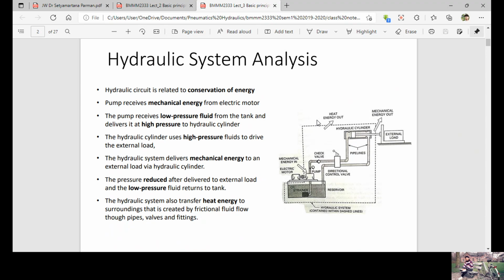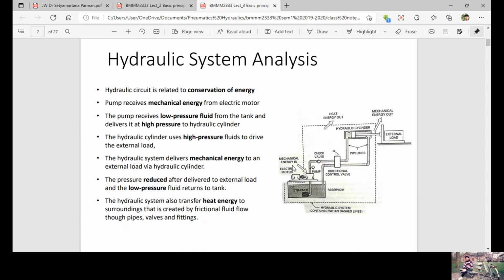In this figure, you can see a hydraulic system. What you can see here, we have a reservoir, and then we have the pump. The pump is connected with an electric motor. And then we have pipings, and then we have check valves. We have directional control valves. We have a hydraulic cylinder, and the hydraulic cylinder is connected to the external load.